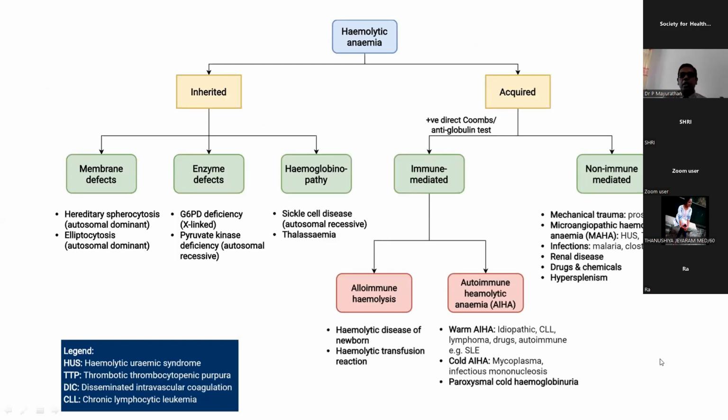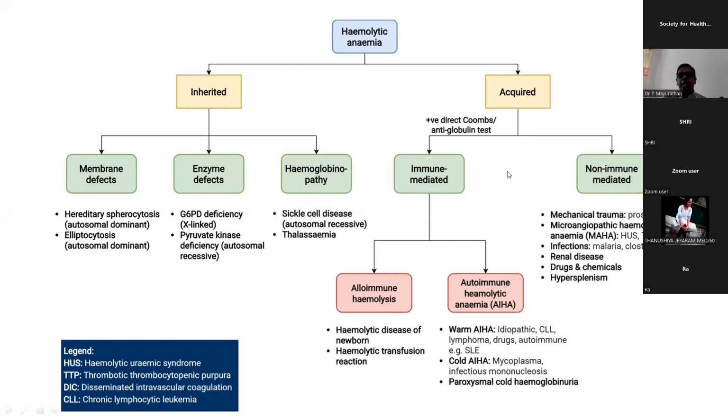Then we will just quickly run through the hemolytic anemias. You can divide hemolytic anemias basically into 2 types: inherited and acquired. Inherited conditions may be due to membrane defects, enzyme defects, or hemoglobinopathies. Membrane defects have only 2 causes: hereditary spherocytosis and hereditary elliptocytosis. The enzyme defects again are 2: G6PD deficiency and pyruvate kinase deficiency. The hemoglobinopathies may be due to sickle cell anemia and thalassemia. Under each category there are 2 major disorders, so it is easy to remember.